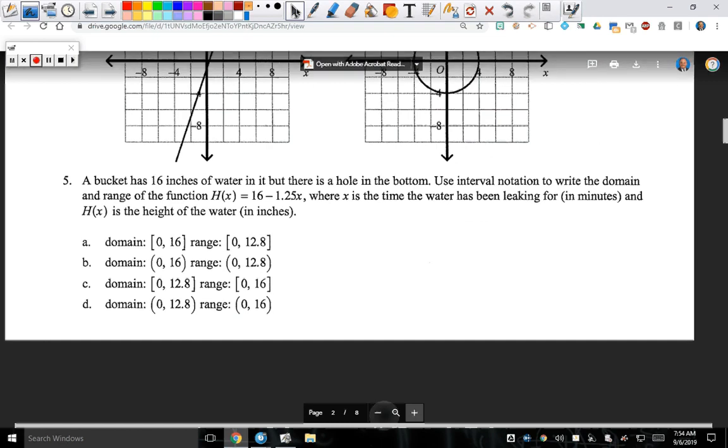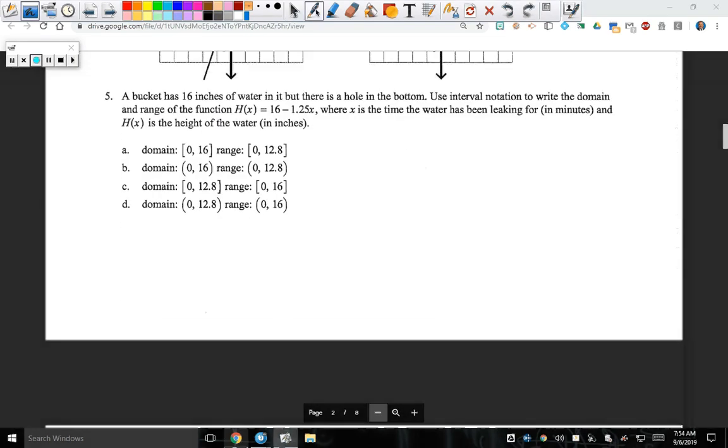Number 5 is a word problem, and it says a bucket has 16 inches of water in it. Okay, so imagine a bucket, if you will. And there is 16 inches of water. So let's say that that's about here. So here's our bucket of water, and just to visually see it, this is 16 inches. But there's a hole on the bottom. So over here at the bottom, let's say that there's a hole and it's leaking water out. Get a little creative with my little picture here.